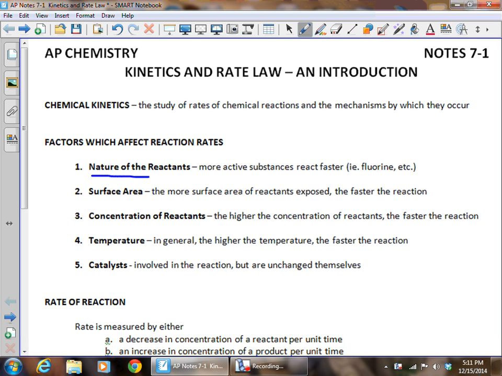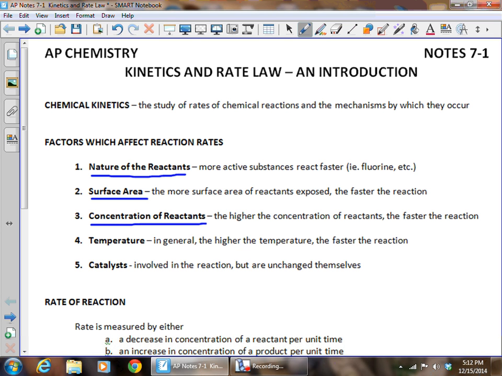Nature of the reactants, what exactly are you reacting? Some substances are just more reactive than others. Fluorine, for instance, incredibly reactive. Surface area, the more surface area you've got, the faster the reaction is going to occur. These are all Chem 1 concepts, so I'm just briefly mentioning them again. The more surface area you've got, you simply got more places for other particles to come in and react with that particular substance.